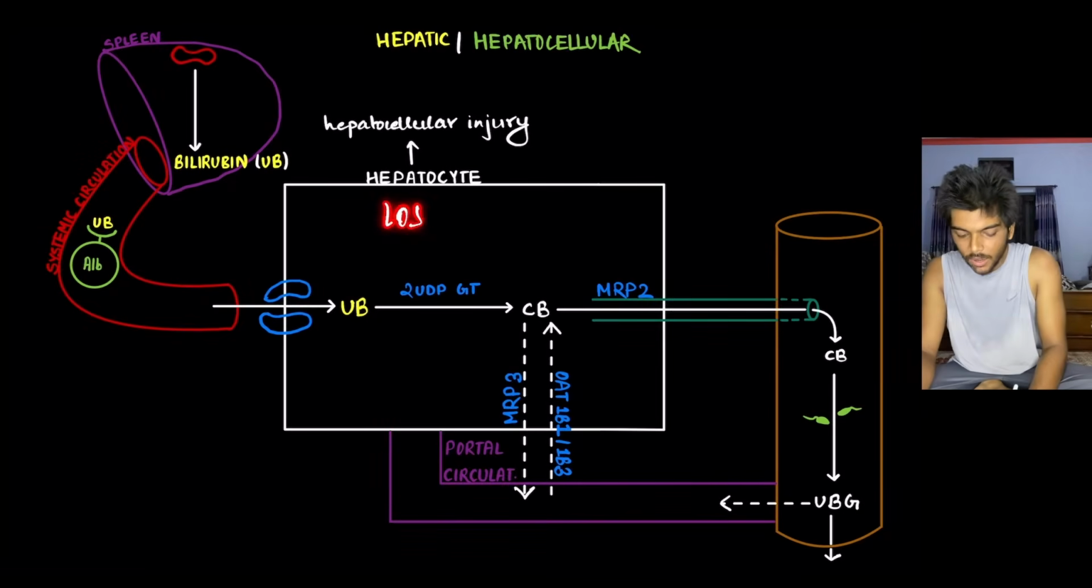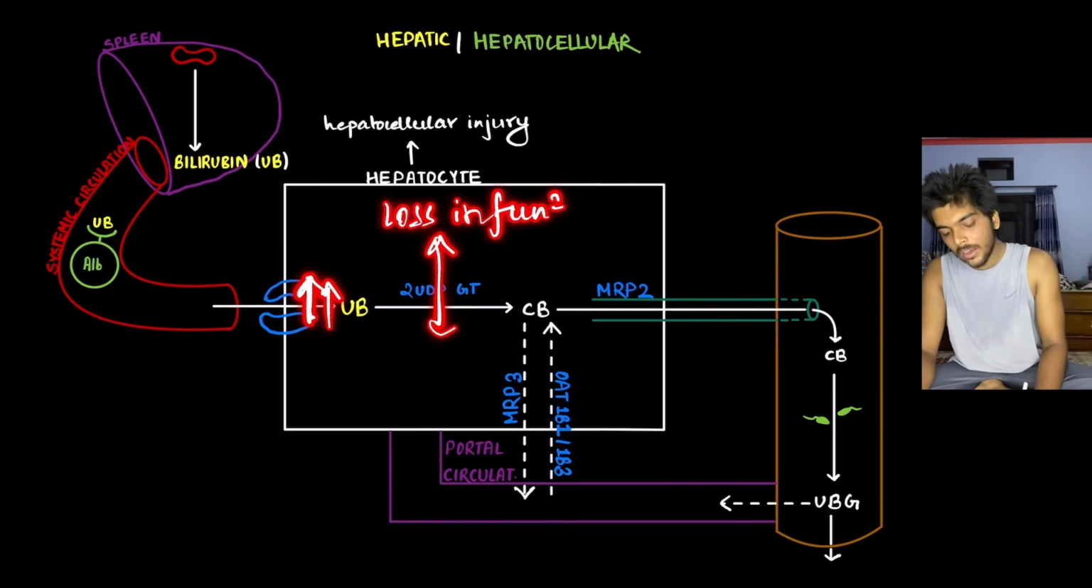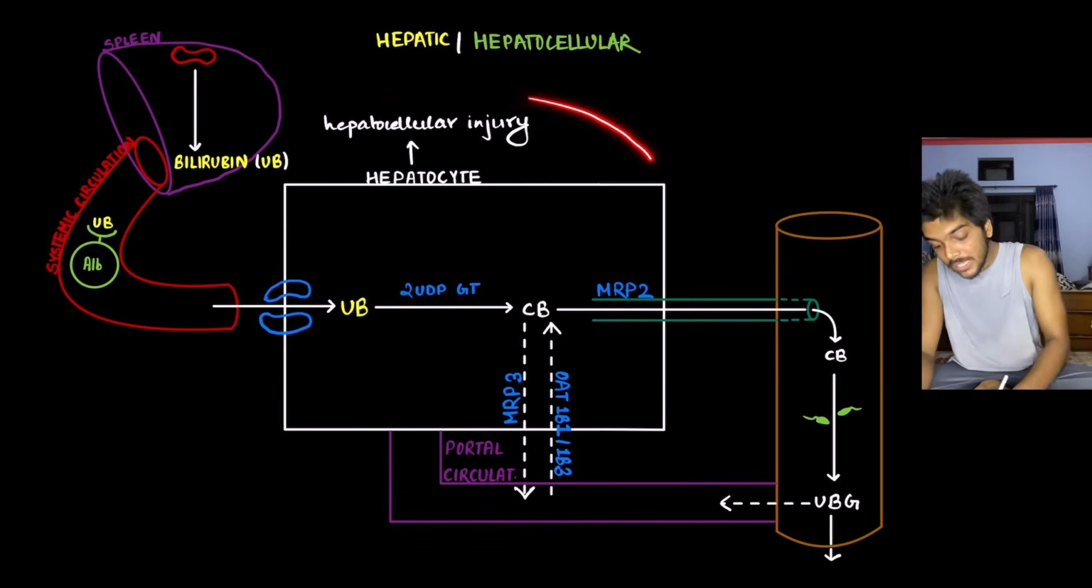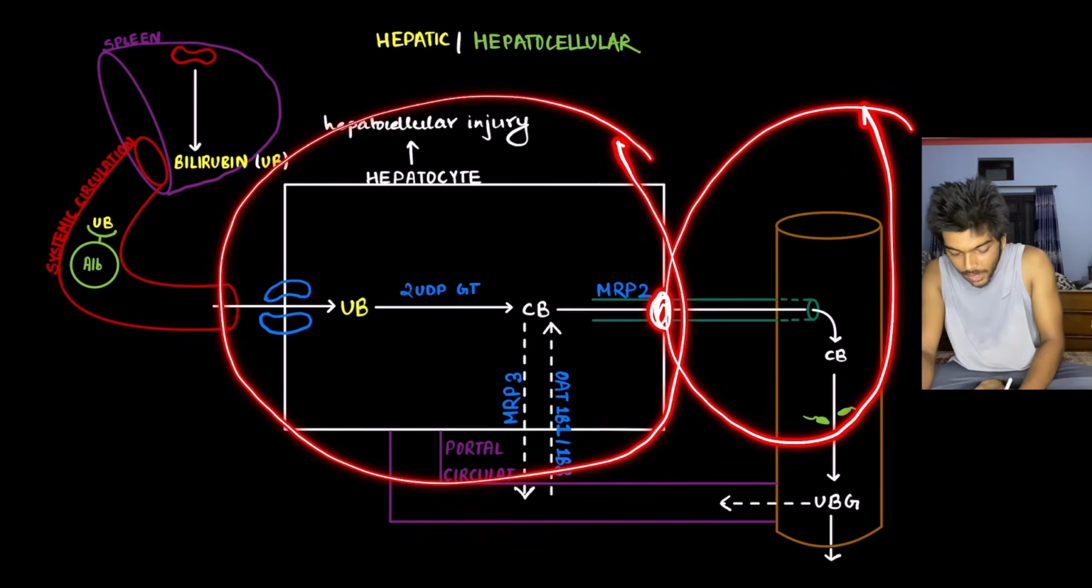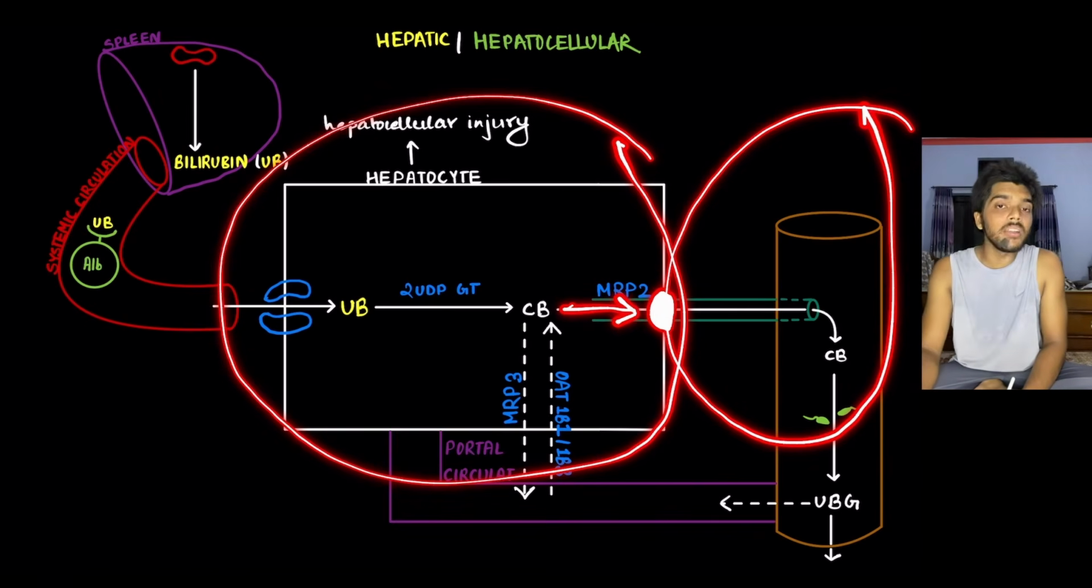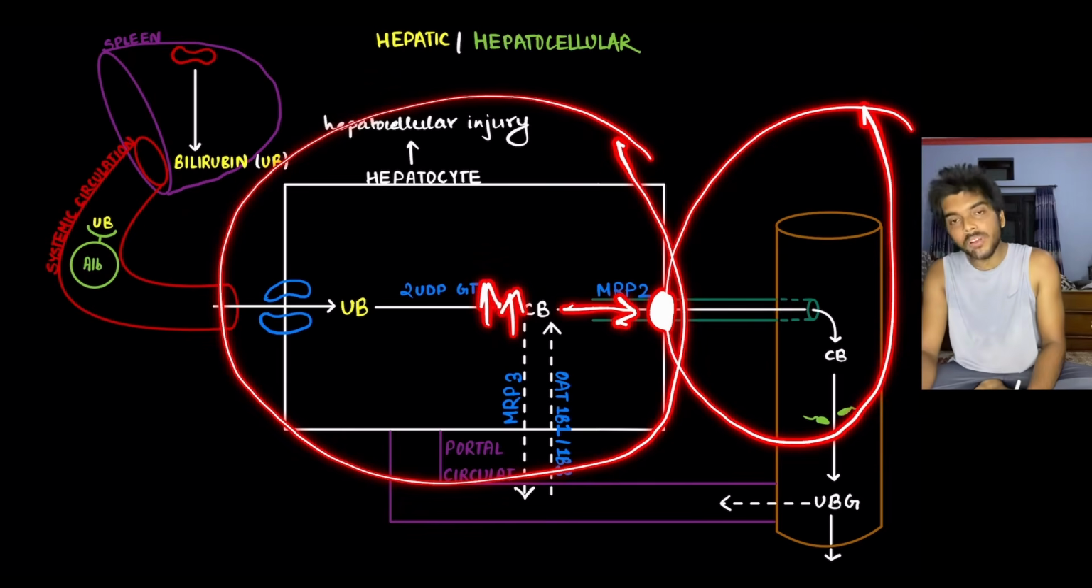After hepatocellular injury, I've already said two things happen. Number one, there is loss in function of the cell. As a result, conjugation does not take place. Unconjugated bilirubin accumulates, it gets pushed back into the circulation. Number two, there is swelling up of the cell, and the adjacent cell swells up and blocks the biliary canaliculi. It obliterates the biliary canaliculi. As a result, conjugated bilirubin can't escape out of the cell. Accumulation of conjugated bilirubin, it will be pushed back into the circulation as well.